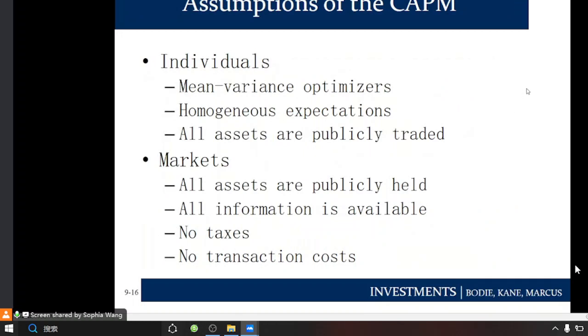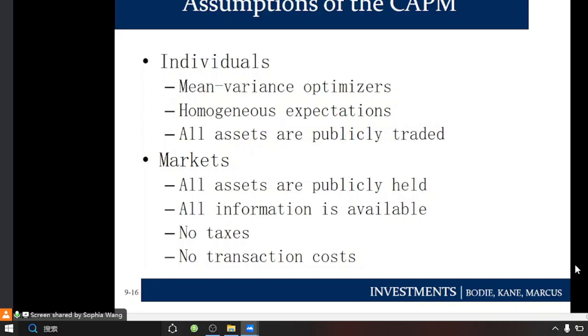And for the assumptions of the CPM, we see that it's a very ideal model, and there are many assumptions. Like for the individuals, they should be mean variance optimizers. Everyone should believe the mean variance is the best choice, but actually maybe it's not true.